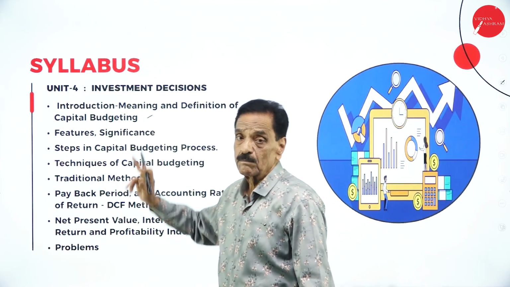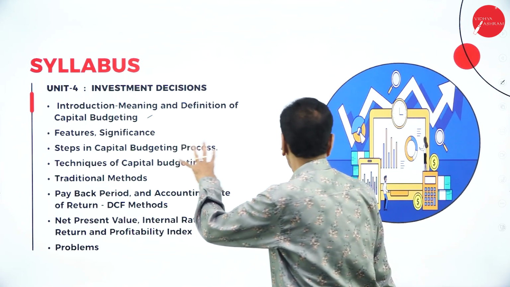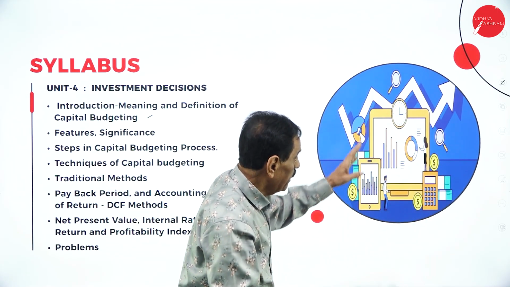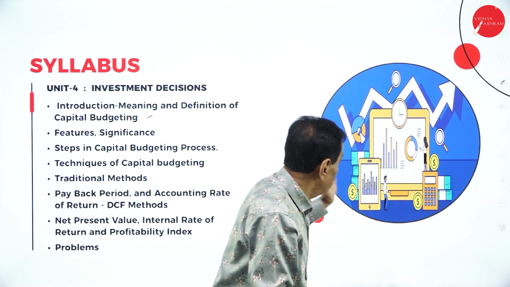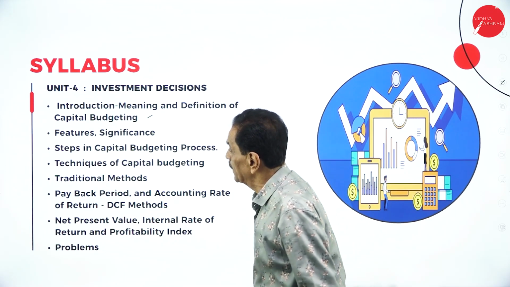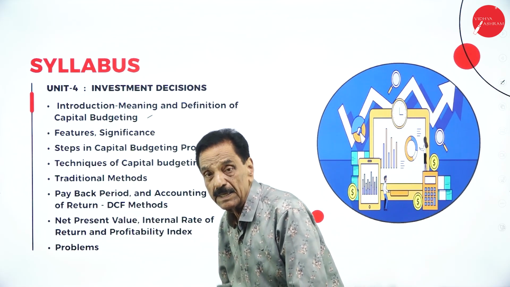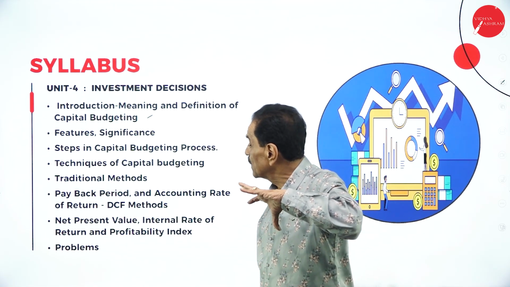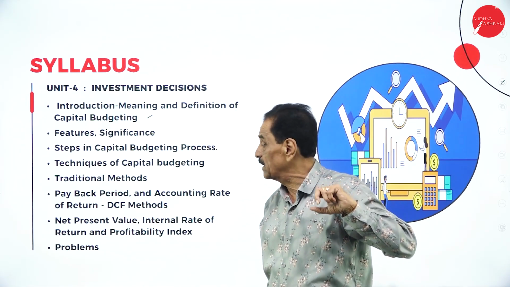Then this is the most important part, investment decision. Here he is going to read. That's why the time factor is important. Methodology is most important here. We have to take the proper decision. What is capital budgeting? What are its features and significance? What are the steps to be taken in capital decisions?